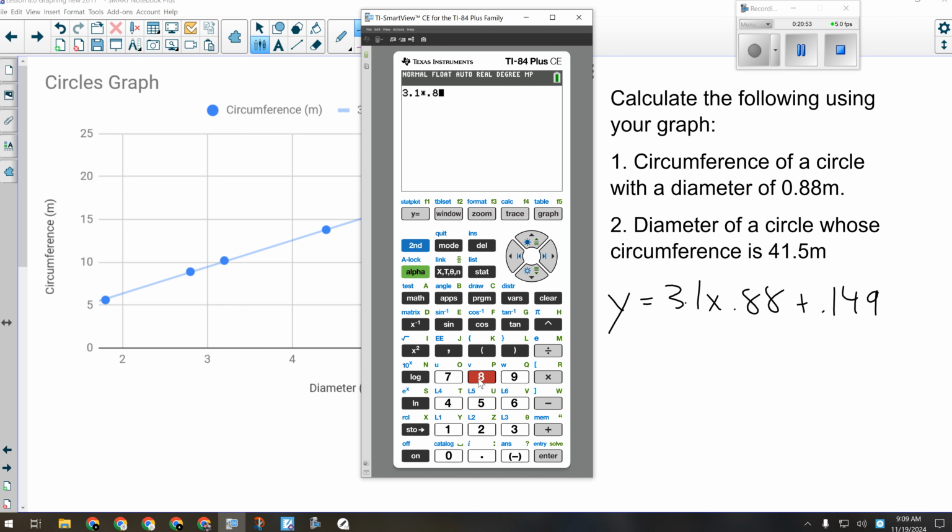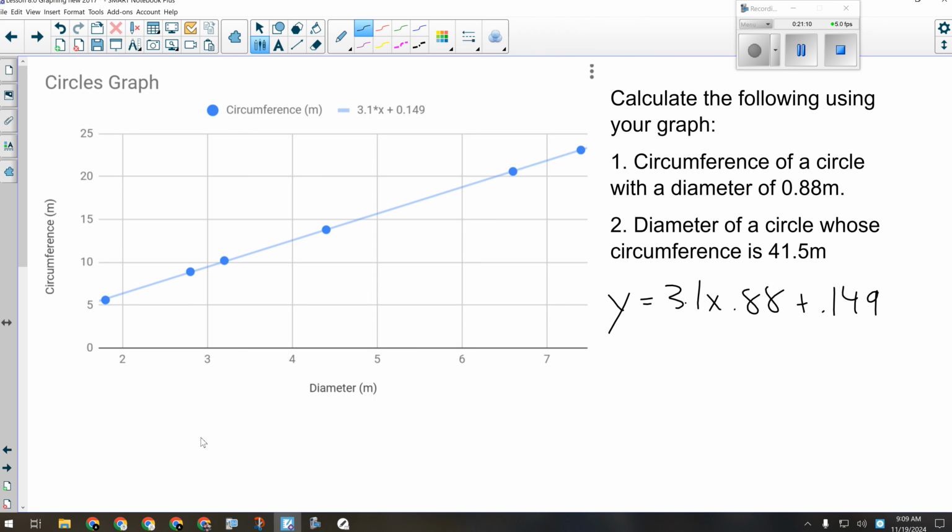3.1 times 0.88, plus 0.149 tells me that the circumference of that circle would be 2.877 meters. Big circle. Everybody all right with that? And then the second one, they're telling us the circumference, so they're giving us y, and they're asking us to solve for x.